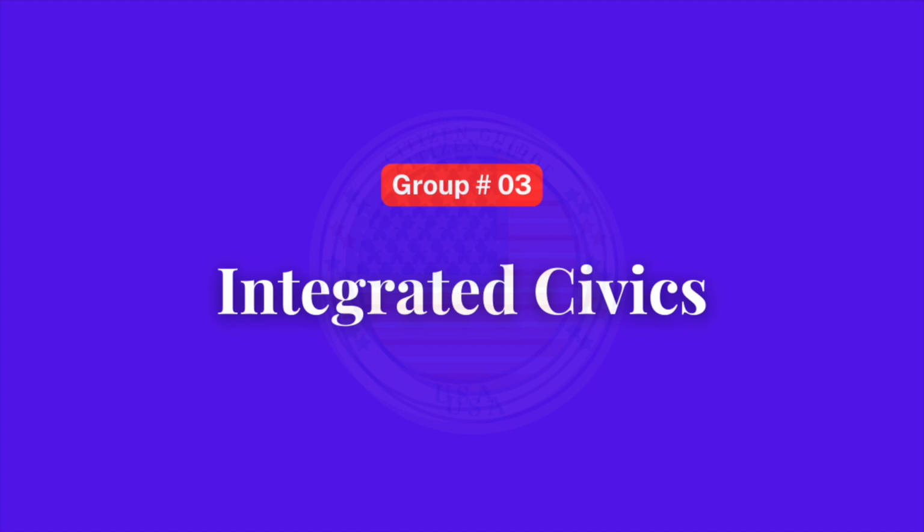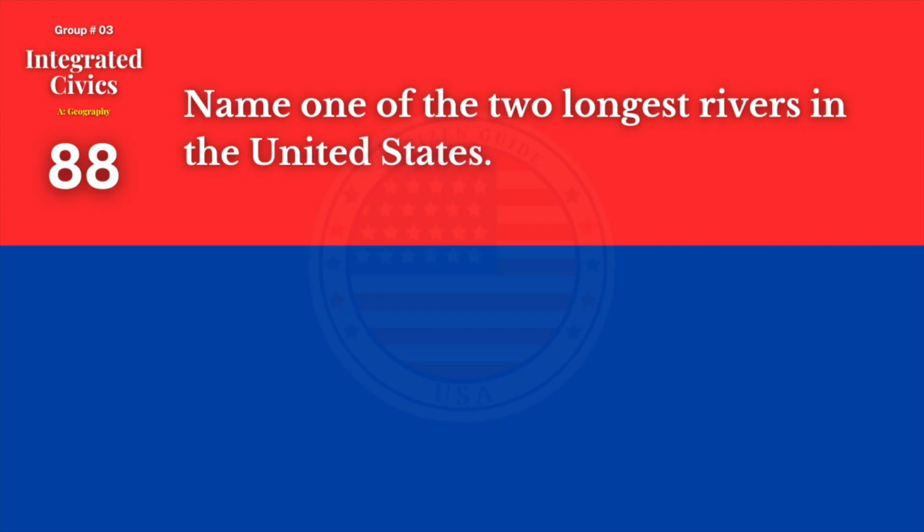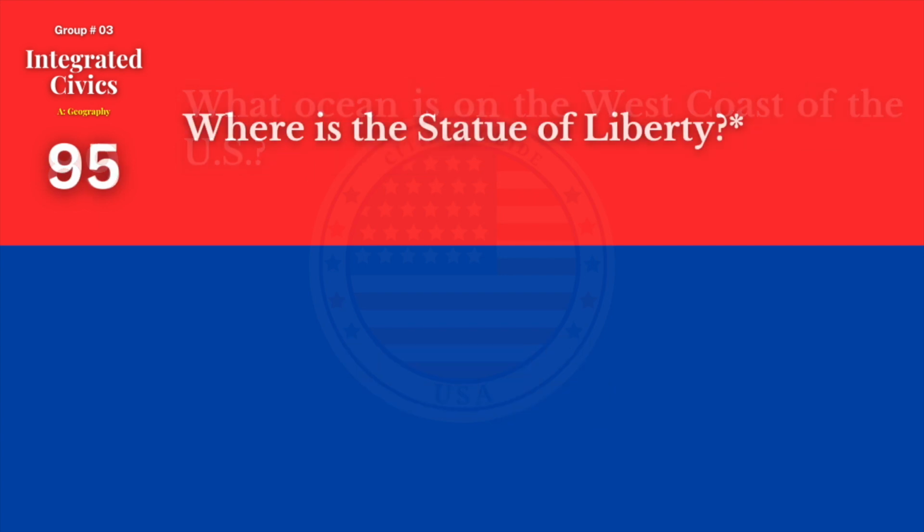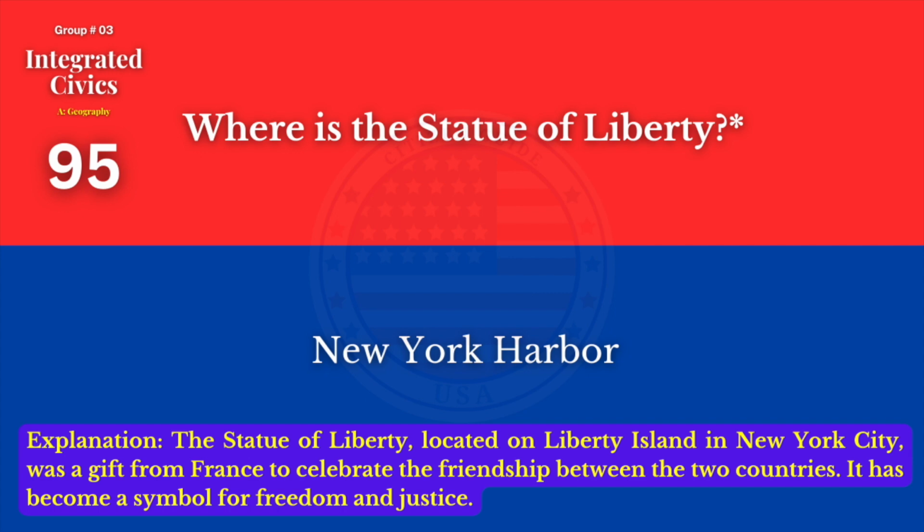Group 3. Integrated Civics. Name one of the 2 longest rivers in the United States. Missouri River. New York Harbor.